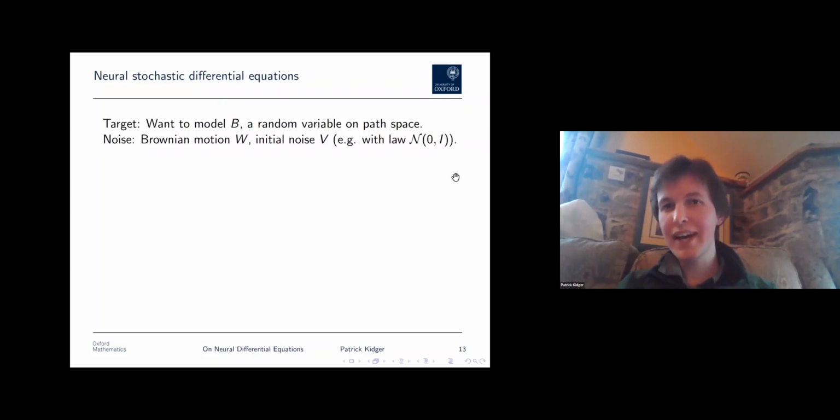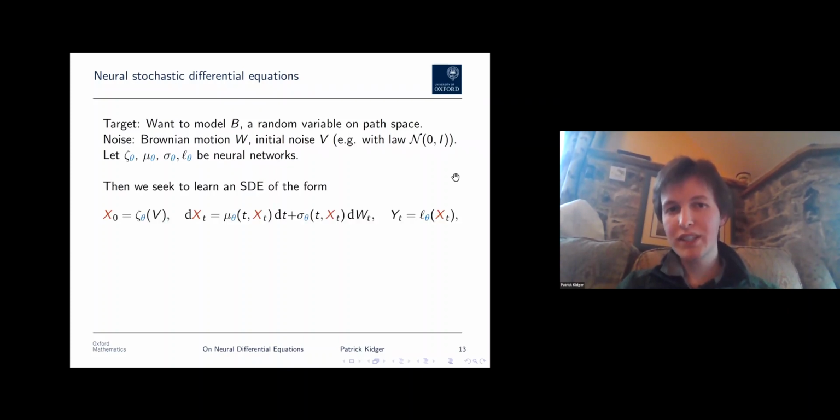And now I'm going to set up my GAN. How am I going to set up my GAN? I'm going to do so by taking some Brownian motion and some initial noise. These are the things that I told you I needed for an SDE. I'm going to introduce a bunch of neural networks, and then I'm going to write down basically the same SDE I wrote down earlier. You can see it looks very, very similar.